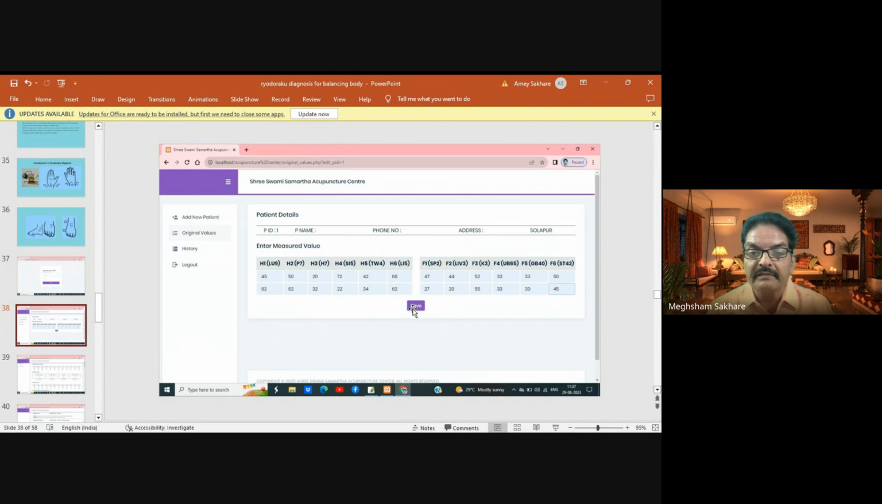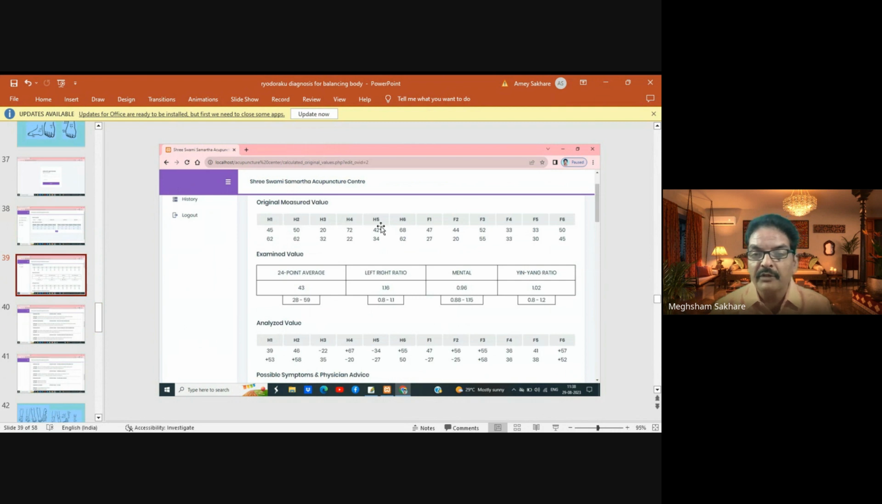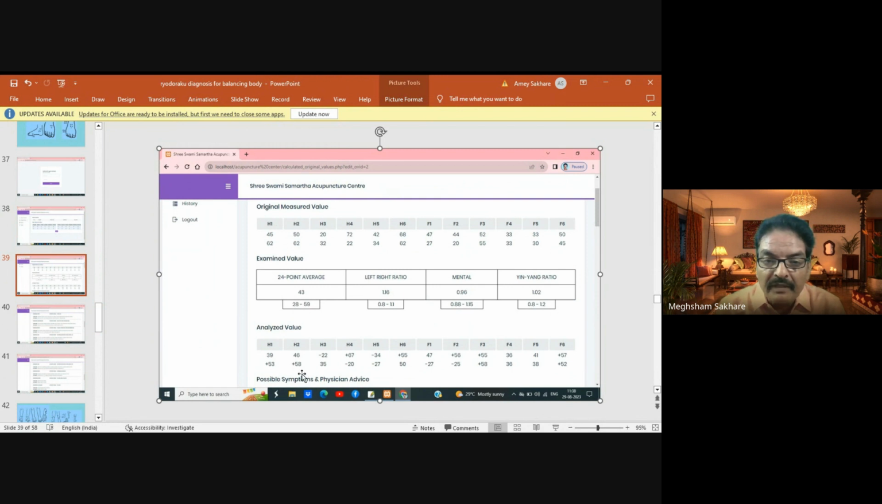Then save. After that, you will find the analyzed value. Here 43 is the average of 24 points. And for 43, here 58 is excess, 22 is less. Here left and right are imbalanced.